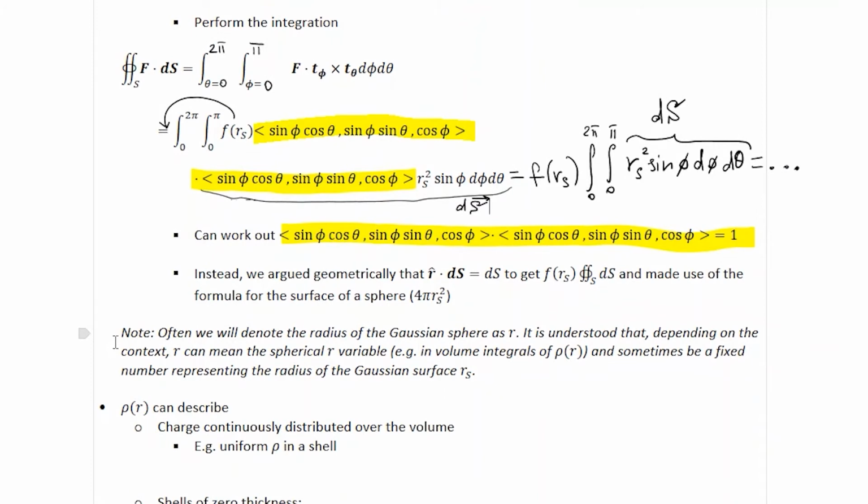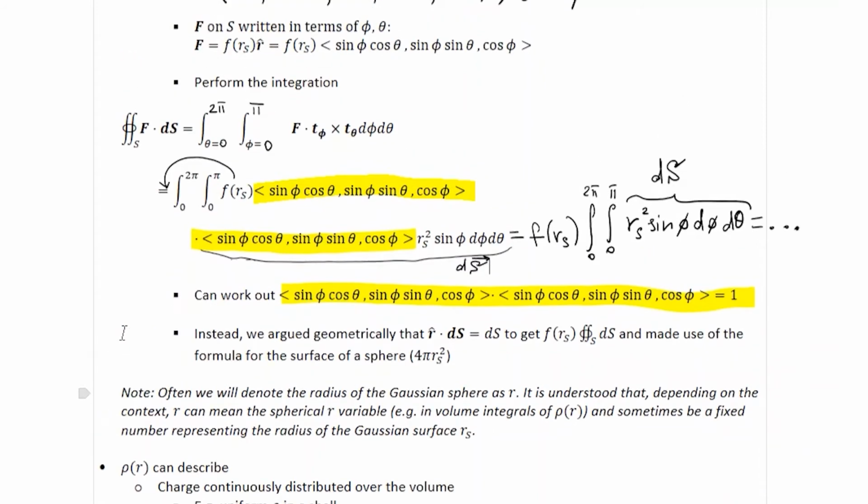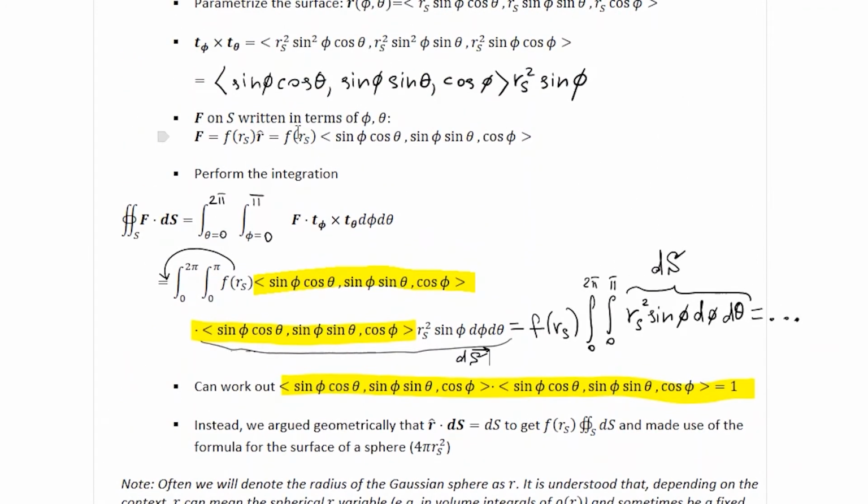One thing I want to mention is that we won't always be writing rs, and I think in the reading assignment you've already seen it written as just r. So depending on the context, r would mean either the spherical coordinate variable that can change, which would be for volume integration of some charge density, or it could mean some fixed radius of some Gaussian surface.